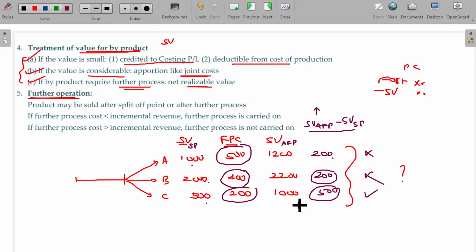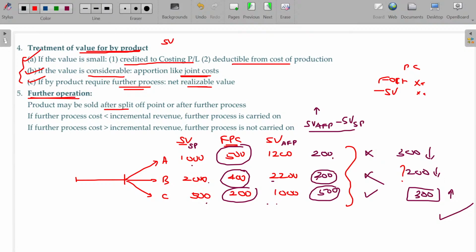By processing further, C, you get 300 rupees additional revenue. In case of A and B, you are actually loser. Your revenue will decrease by how much? 300 rupees decreases, 200 rupees decreases. But in this case, increases by 300. So it is advisable to do further process for C.